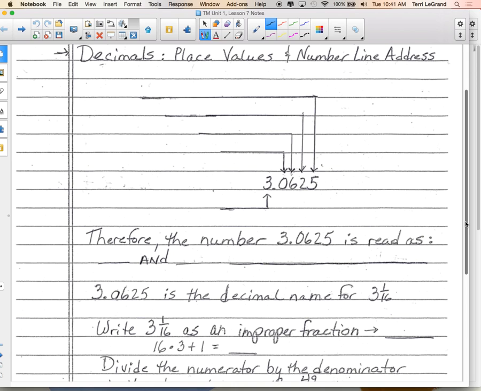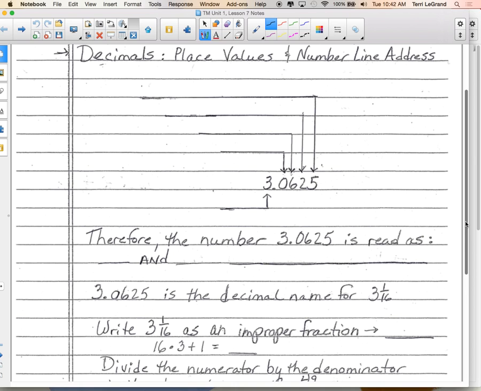So what place is the 3 in? Right there, right before the decimal point, what place value is that? Is it in the tens place? 3 of something. Hundreds? Sam? Thousands.